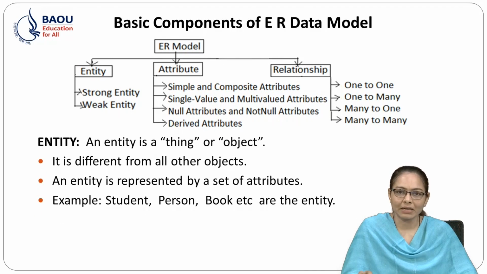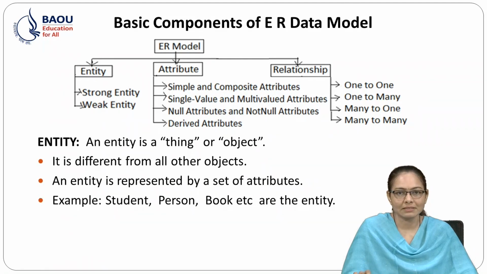Now, what is an entity? Entity is a particular thing or an object. Individually, it is called an entity. It is different from other objects or entities. Entity is represented by a set of attributes. For example, student, person, book, etc. are entities. Entity means a single object, not more than that. For example, a single student is an entity. A single person, a single book is called an entity.